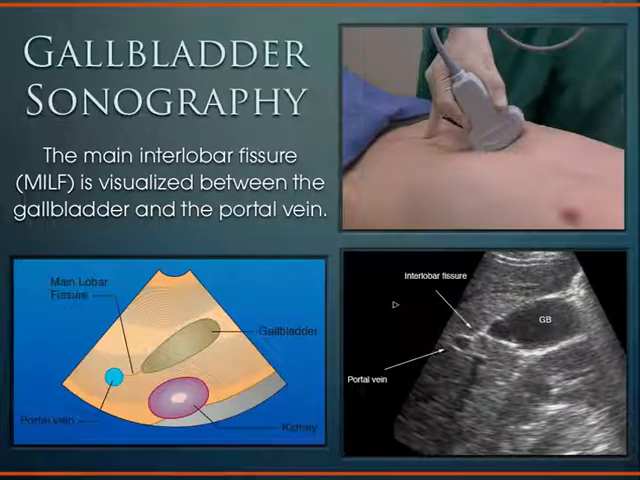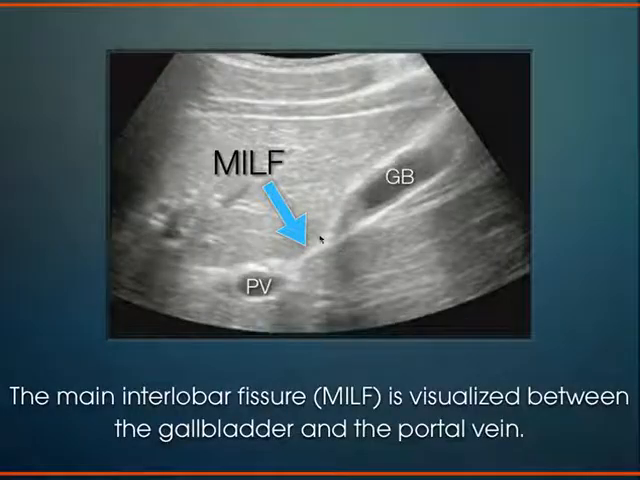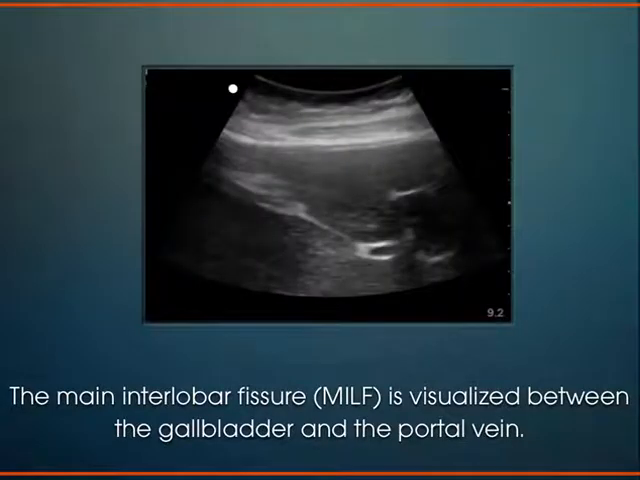Sometimes it's difficult because there's lots of black objects on the screen and you're not sure which one's the gallbladder. Keep in mind that the main interlobar fissure, or MILF, is visualized to connect the portal vein to the neck of the gallbladder. We could see one example here of that interlobar fissure. We could see another great example here of this main interlobar fissure. Again, portal vein, neck of the gallbladder here. And it's just basically one of the landmarks to think about.